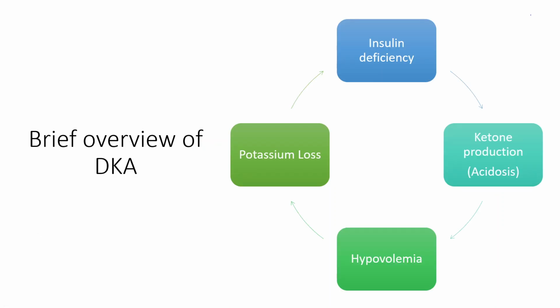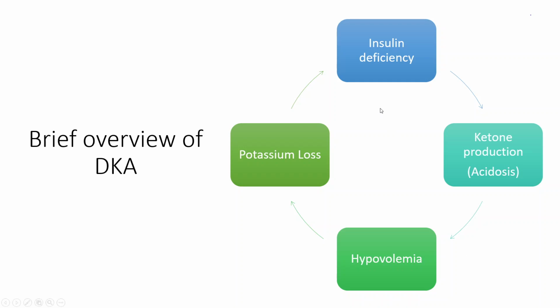So, a very quick, very basic overview of DKA. DKA occurs when there is a deficiency of insulin, which leads to the breakdown of fats into ketones. Cells need energy to function properly. Normally, glucose is the cell's major source of energy, and insulin plays a major role in getting the glucose from the bloodstream into the cells.